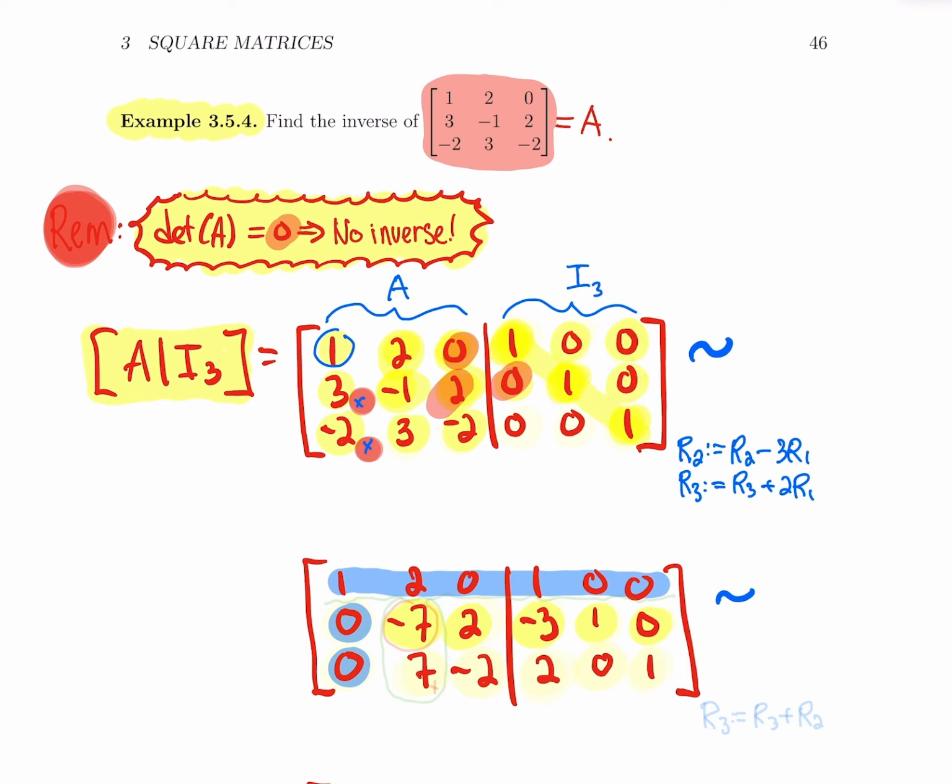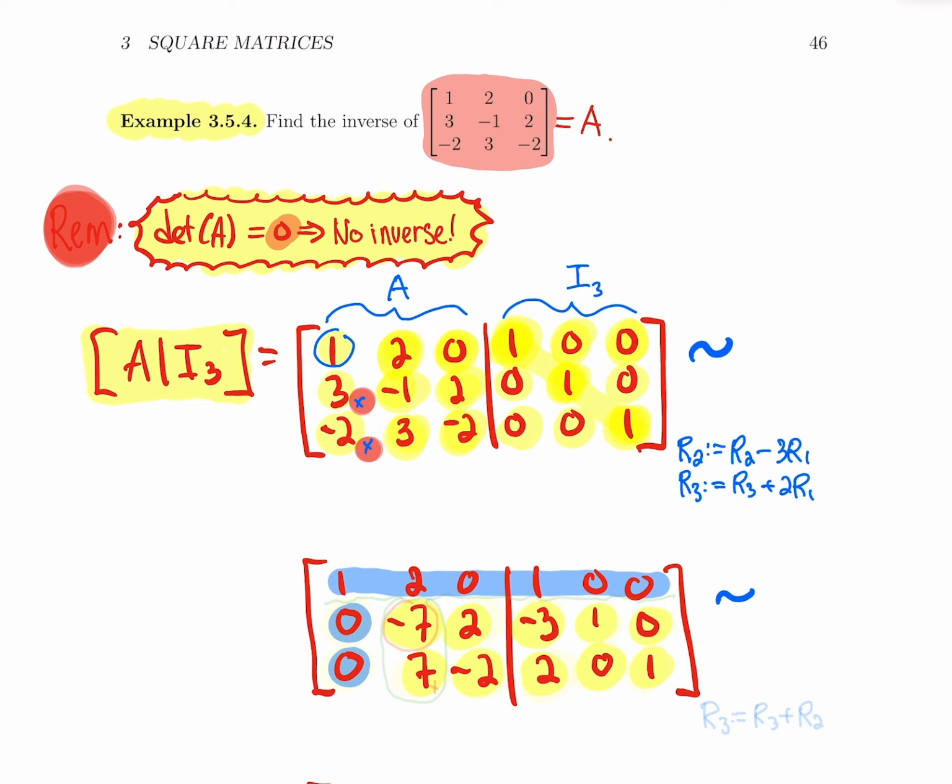And again, for the next row, 3 plus 2 times 2, that's 7. Minus 2 plus 2 times 0, that's minus 2. 0 plus 2 times 1, that's 2. 0 plus 2 times 0, that's 0. And 1 plus 2 times 0, that's 1. All right, so now I continue.